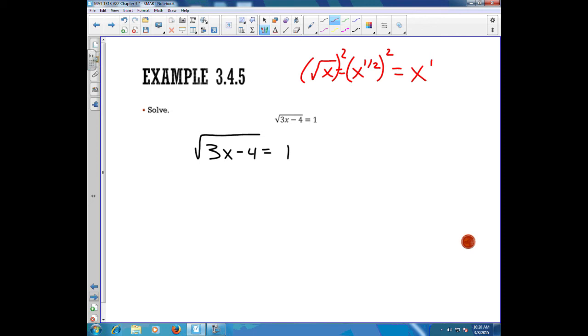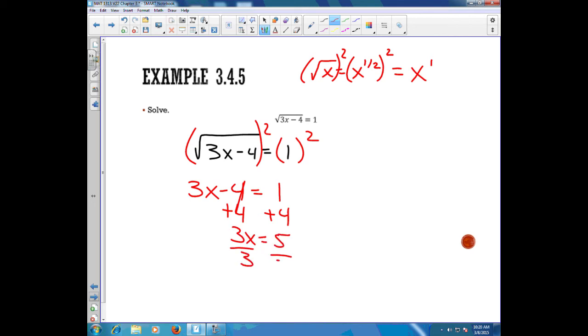So what we're going to do is we're going to square both sides. And the square root of 3x minus 4 squared is just 3x minus 4. And 1 squared is just 1. And now we can solve this. Add 4 to both sides. Divide by 3. And you get x equals 5/3.